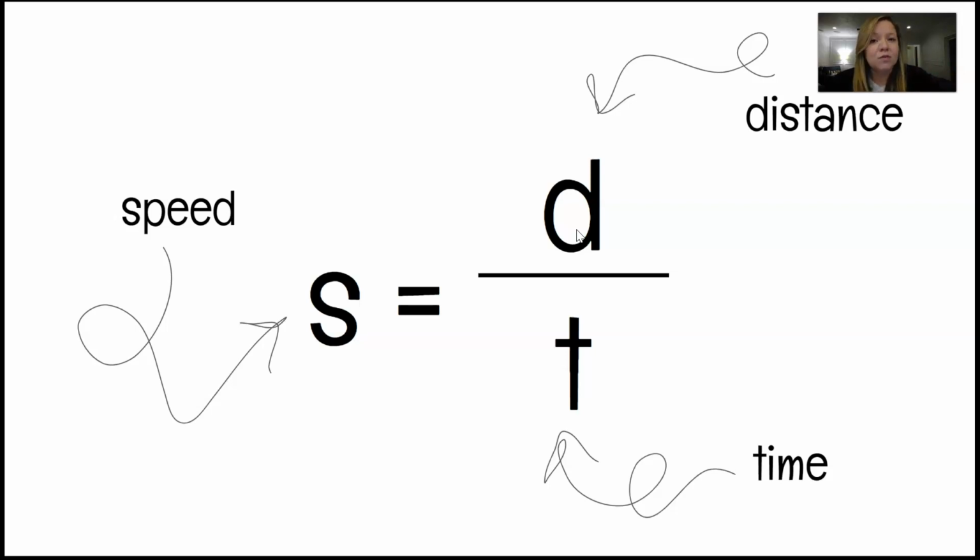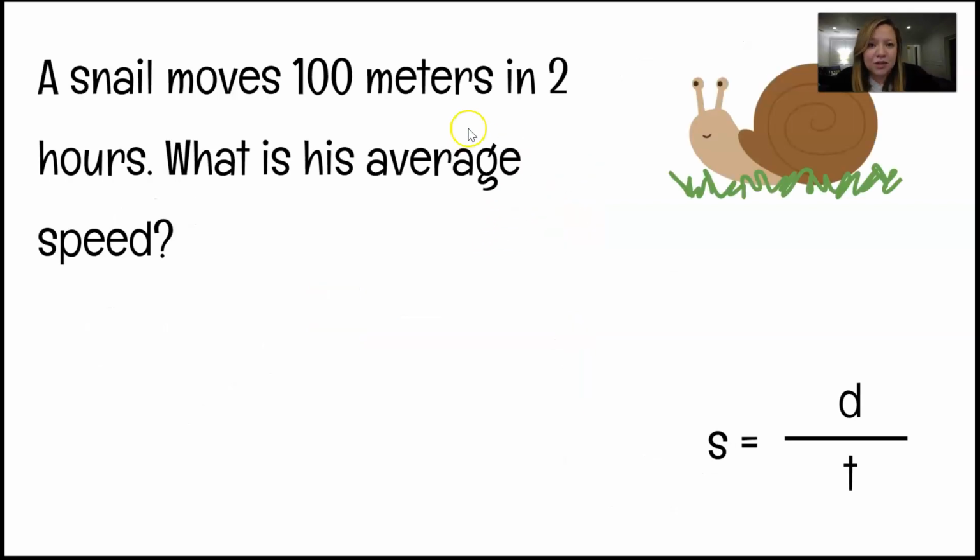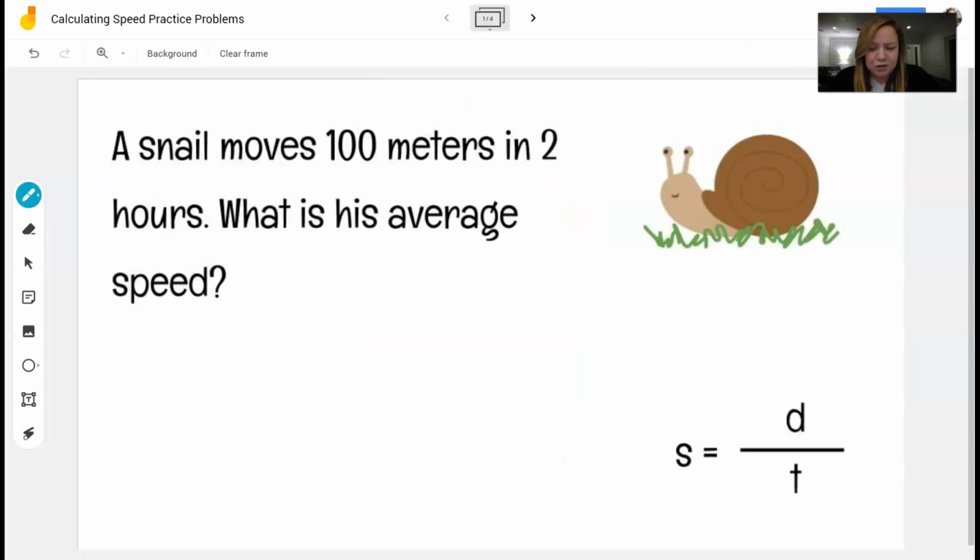You can also use this formula to find the distance something travels if you're given the average speed or the instantaneous speed of the object, or you can find the time that it's taken to travel a certain distance at a certain speed. But in this video, we are only looking at calculating speed. So we're going to do a few practice problems because of course we are. Let's do those practice problems now.